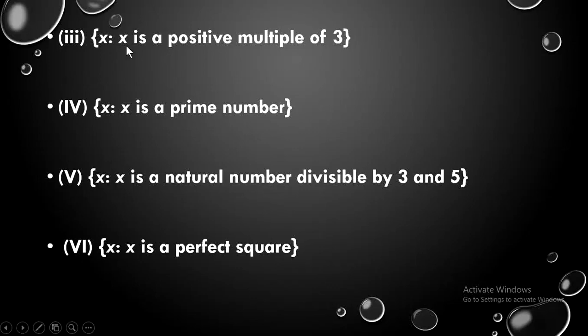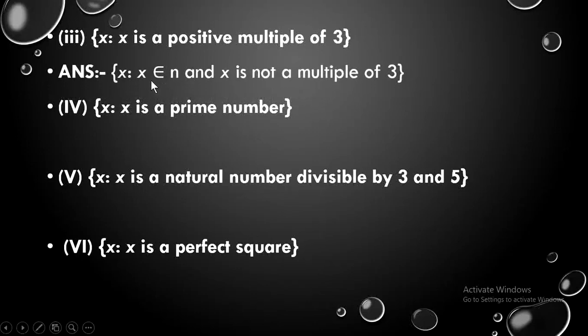Next you see, x is such that x is a positive multiple of 3. So you need to do universal set, that is natural numbers, minus positive multiples of 3. Now when you do that, you just have to write the opposite of this statement. That is, x is such that x belongs to natural numbers, and x is not a multiple of 3. So excluding the multiples of 3, the leftover numbers will be present in this set, right? That's why I have given you x is not a multiple of 3. So that is the complement of this set.